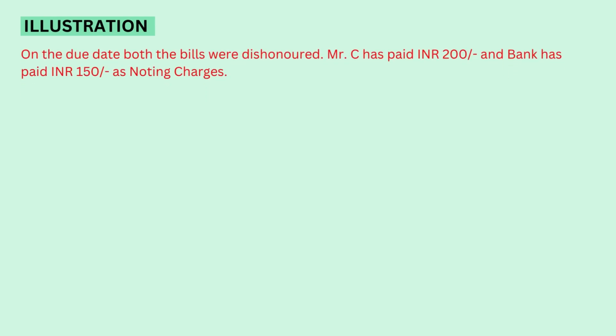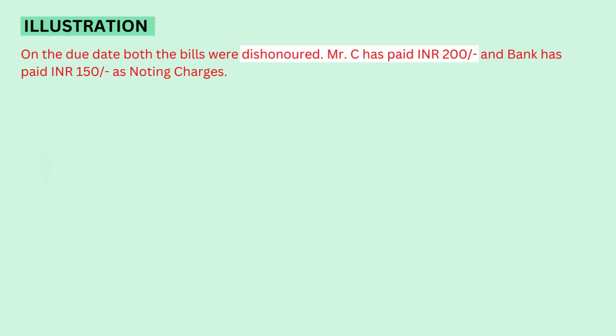Fine. Then the next part. On the due date, both the bills were dishonored. Mr. C has paid rupees 200 and bank has paid rupees 150 as noting charges. We can see that both the bills were dishonored. Hence, Mr. B could not make any payment against the bill.